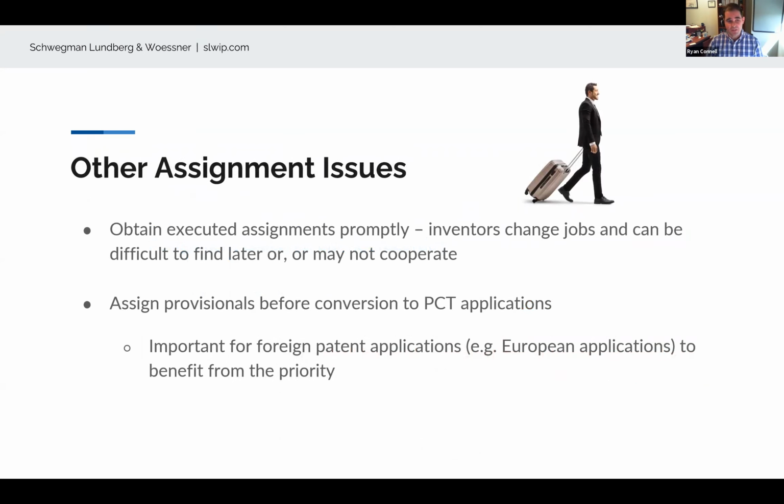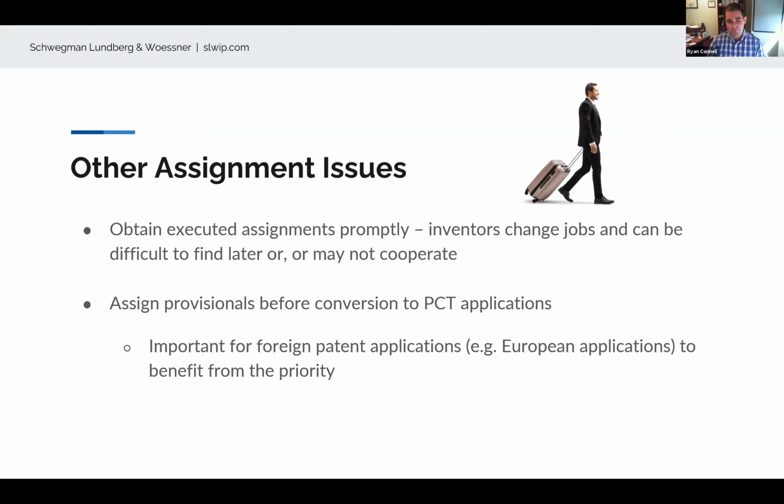Stepping back to getting the assignments executed, that's also something that you want to do as soon as possible. Inventors can change jobs and be difficult to track down to get their signature, even if they're obligated to assign to the company. They might be disgruntled and not want to cooperate. Again, even if they're obligated to assign, it gets cumbersome to make them do it. There are some mechanisms to sidestep that if you absolutely can't get a signature, but it's just best to avoid it completely. In some cases, I've had an inventor die before having the chance to execute. It's just stuff that you want to do as promptly as possible.